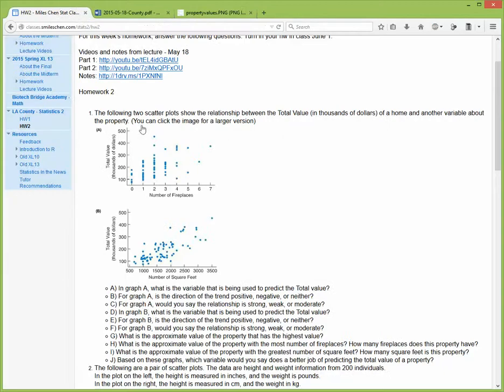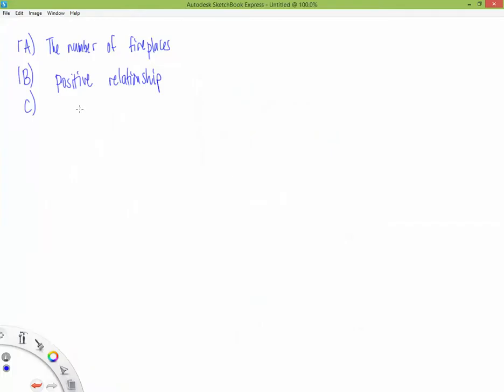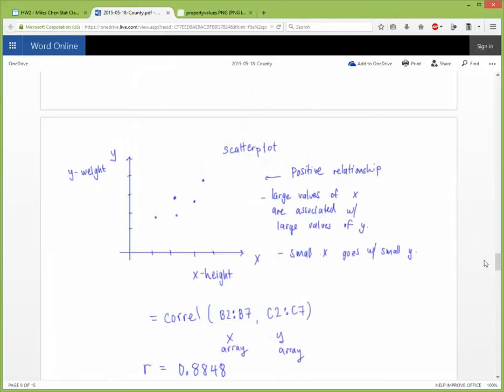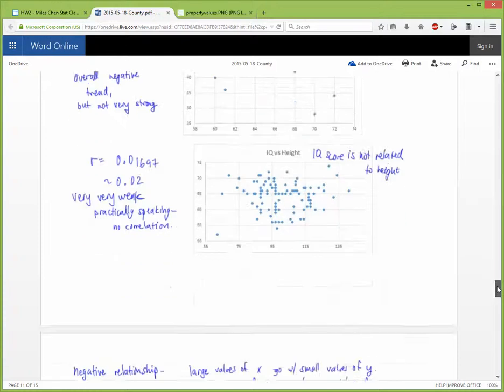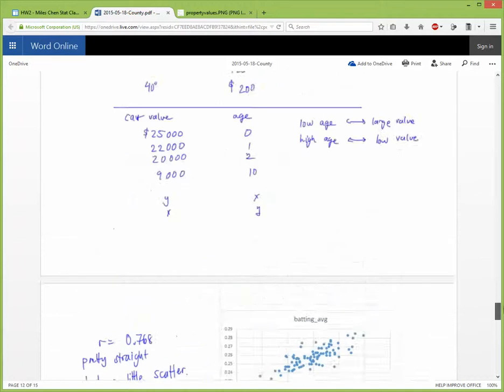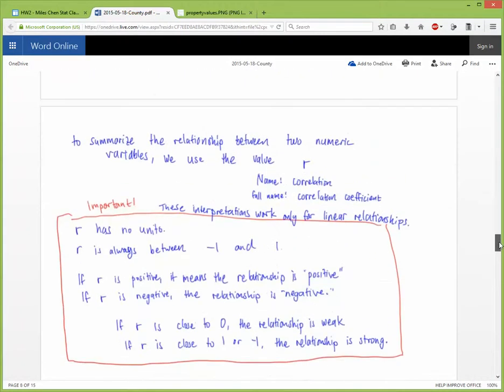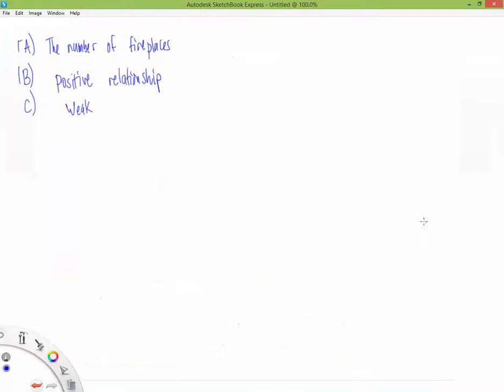It says in graph A, would you say the relationship is strong, weak, or moderate? Moderate is okay. I was going to say weak. What does it mean to have a weak relationship? A weak relationship means there's lots of scatter. If the relationship is weak, we've got lots of scatter.